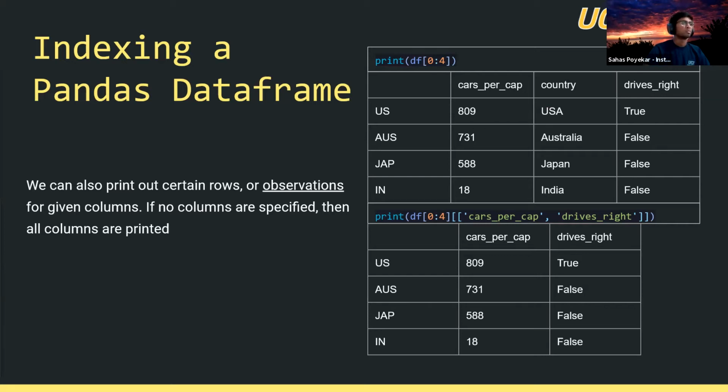And notice how, since we didn't specify any particular column, we got all of the columns to print alongside those particular rows. Now, if we wanted to print out those rows and only take a look at cars per cap or drives right, we can also include that. The formatting for that would be df single square brackets, because rows only use single square brackets while columns use double square brackets. So we'll do single square brackets 0 to 4, followed by, and make sure this isn't included within the same set of square brackets, double square brackets, and then the columns that you want to take a look at. In this case, it'll print out United States, Australia, Japan, and India's cars per cap and drives right, because we only looked at those columns.